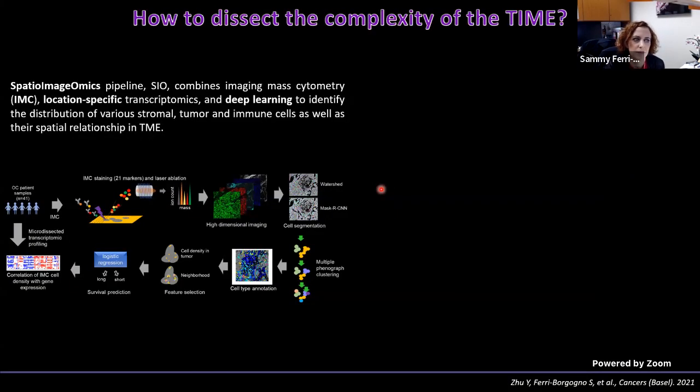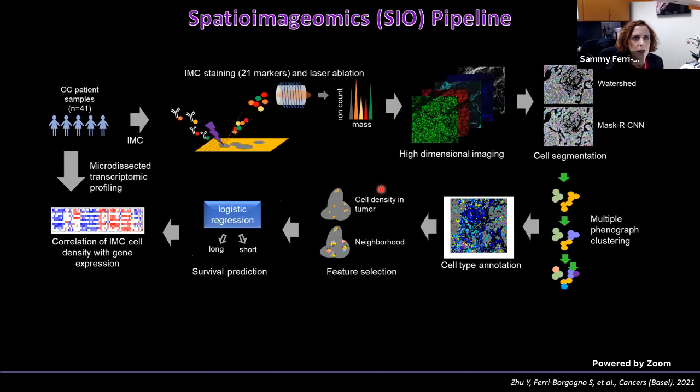The first example is our spatial image-omic pipeline that combines imaging mass cytometry, or IMC, location-specific transcriptomics, and deep learning to identify the distribution of the different stromal, tumor, and immune cells, as well as their spatial relationship. Briefly, we utilized FFPE ovarian cancer patient samples, and we designed a panel of 21 antibodies that were conjugated with different metals. This allows us to incubate the tissue section with a cocktail of these antibodies, so the staining is simultaneous, and then we performed mass cytometry.